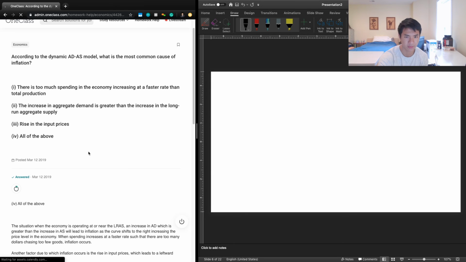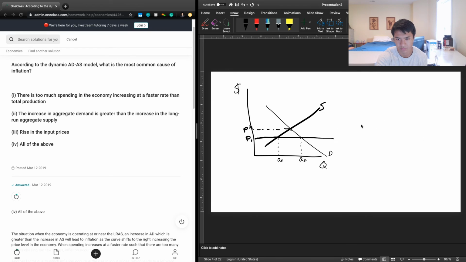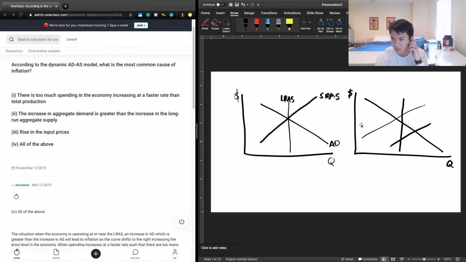Okay, next question says, according to the dynamic aggregate demand, aggregate supply model, what is the most common cause of inflation? And so again, remember what we said. Let me see if I can bring it back. So we had our aggregate demand, aggregate supply model, and it says, what is the most common cause of inflation? A, there's too much spending in the economy, increasing at a faster rate than total production. B, the increase in aggregate demand is greater than the increase in the long-run aggregate supply. C, rise in the input prices, and D, all of the above.